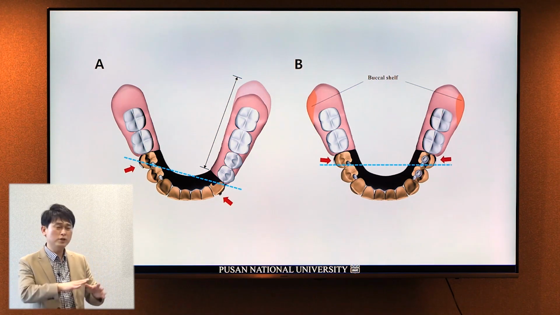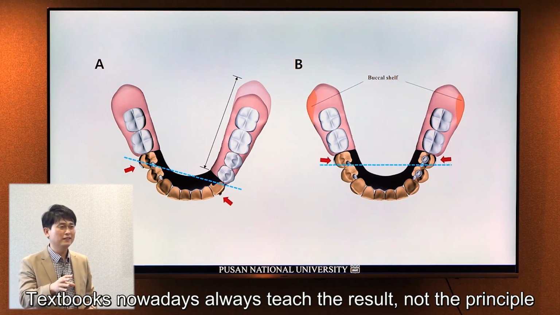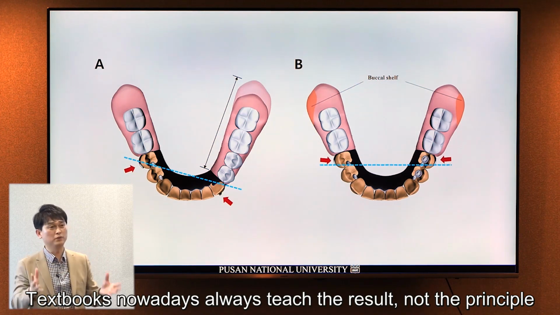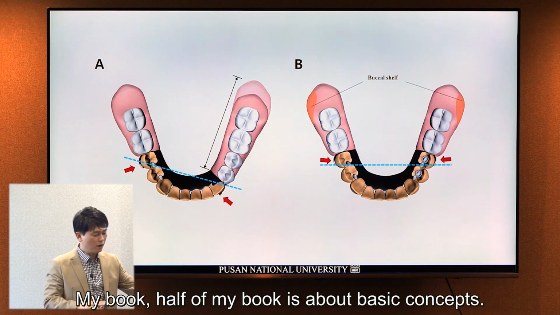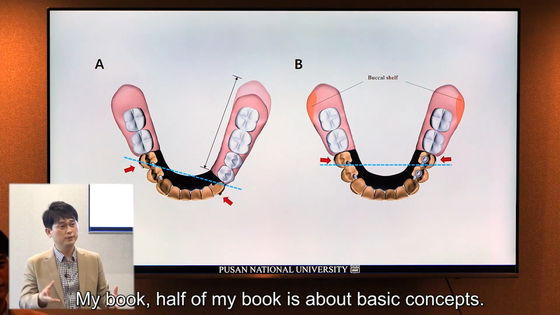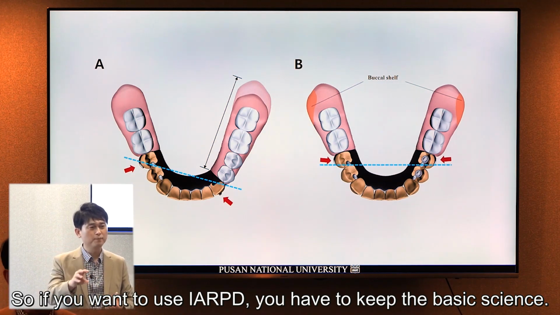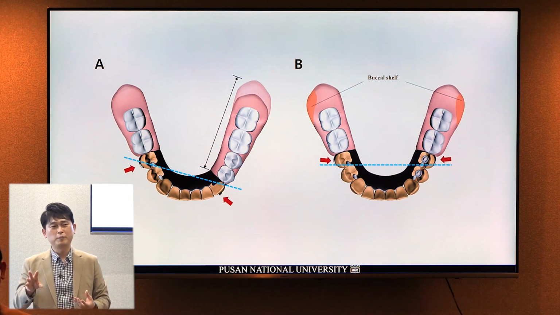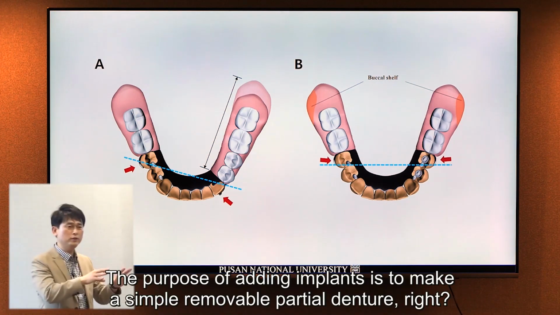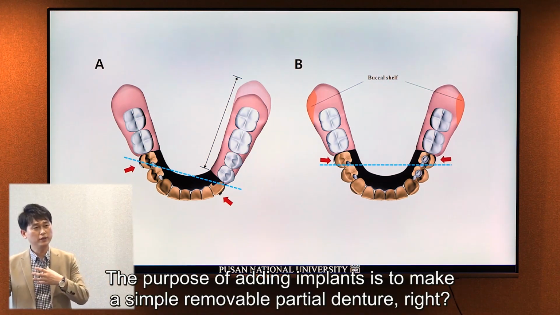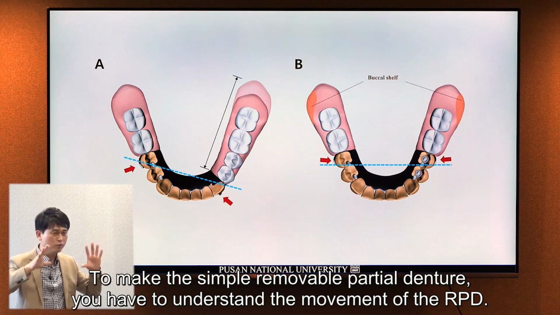But nowadays textbooks always teach the result, not the principle. So I'm so sad about that. So half of my book is about the basic concepts. So if you want to use IARPD, you have to keep basic science, basic concepts. The purpose of adding some implants is to make the simple removable partial denture, right? So to make the simple removable partial denture, you have to understand the movement of the removable partial denture.